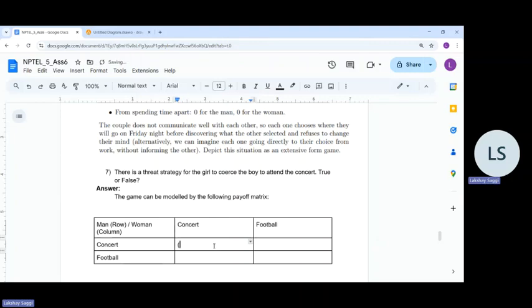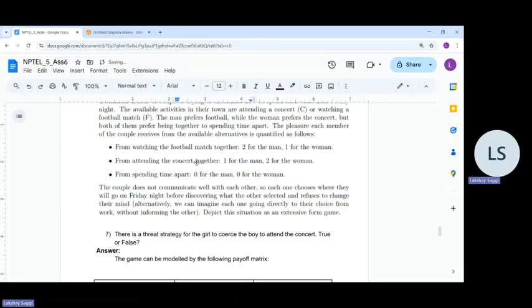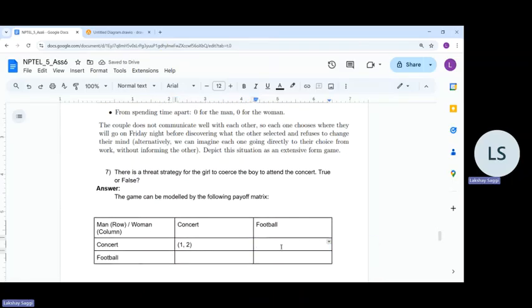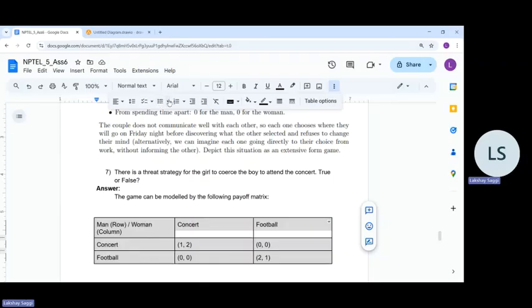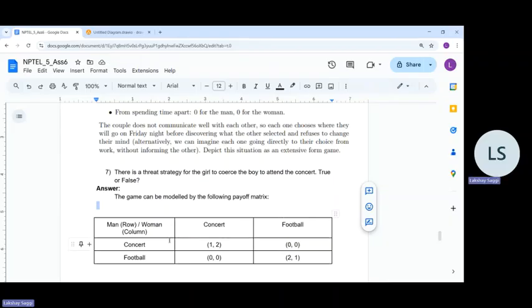And what are the payoffs given to us? If both go to the concert together, then the payoffs are 1, 2, because the man gets 1 and the woman gets 2. If one goes to the concert and the other to football, then the payoffs are 0, 0, because they are spending time apart. Similarly for football, concert it's also 0, 0. And for football, football, it's 2, 1: 2 for the man, 1 for the woman. Maybe I should try to make this matrix look better. So these are the payoffs for us.